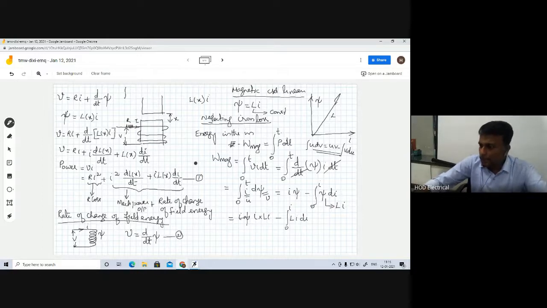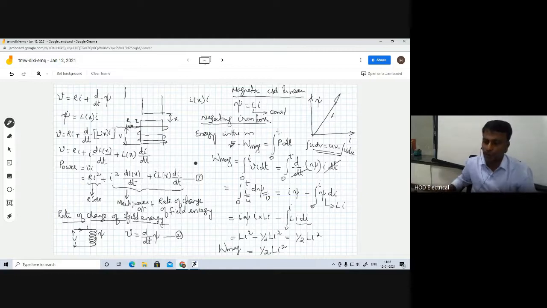Already we know the integral of I dI is I square by 2. So we have L I square minus half L I square, and we end up with half L I square. So the energy in the magnetic field is half into L I square. This is what we have derived now.